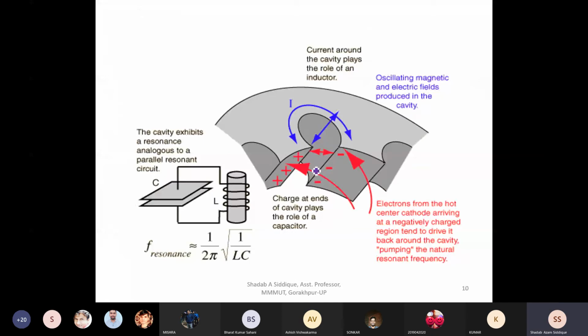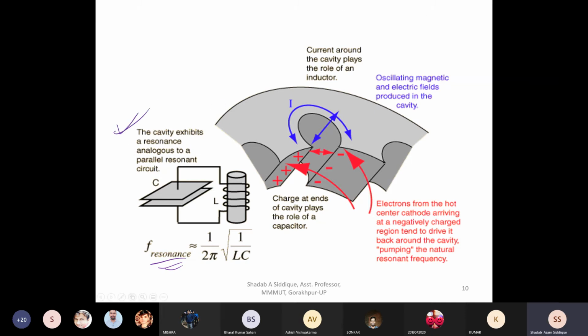Again in the cross-sectional view, you can see everything I described. The frequency of resonance is given by 1 by 2 pi root LC. The cavity exhibits resonance analogous to a parallel resonant circuit.